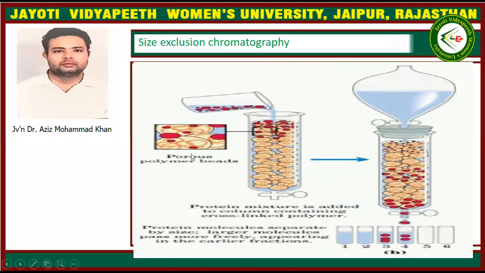In size exclusion chromatography, these porous beads are added in the mixture. The large particles will not be able to move through the gel matrix, but the small particles can easily move through this matrix. So the smaller particles can easily be separated, and the larger particles cannot be separated.